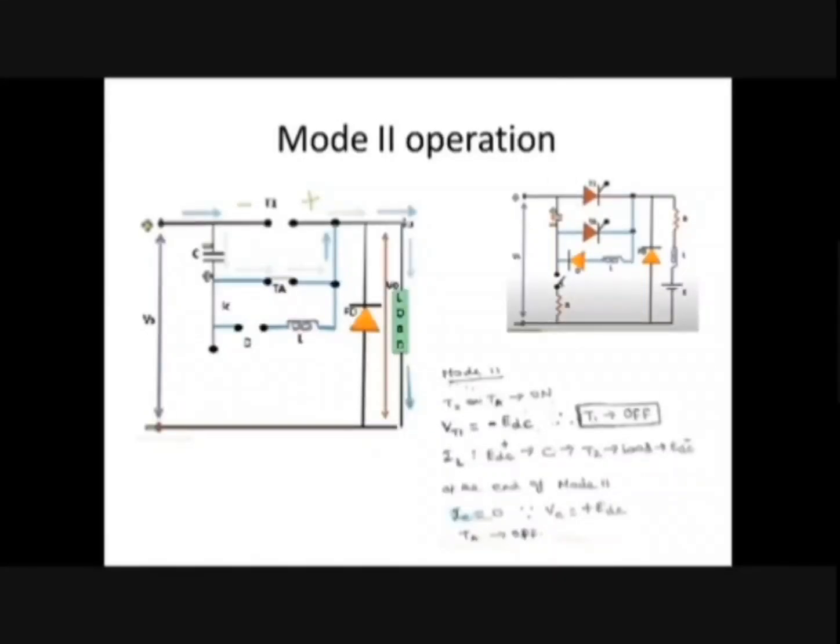Because the SCR is reverse biased, what will happen? SCR T1 will turn off automatically. You can see that the voltage across SCR T1 is minus Vs. So here you can understand that the main SCR is getting turned off because of reverse voltage.